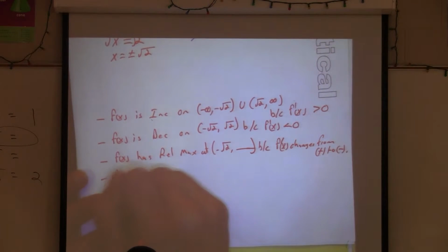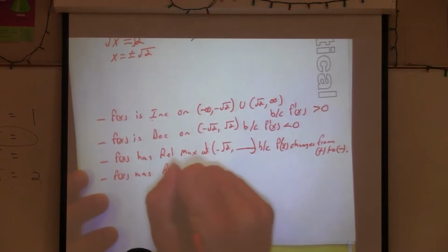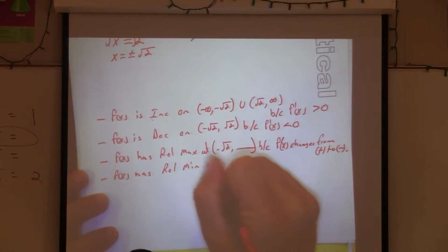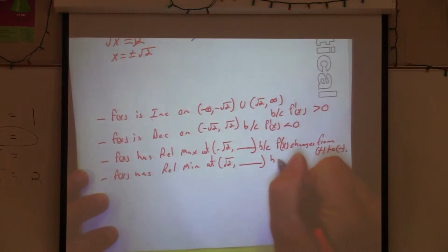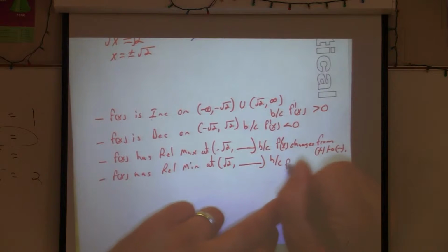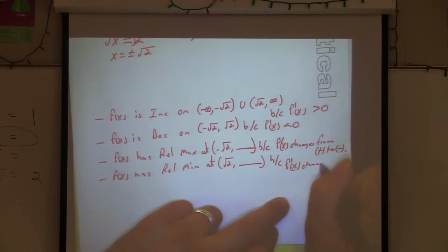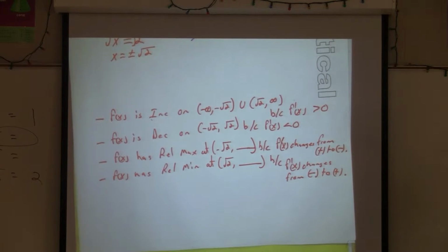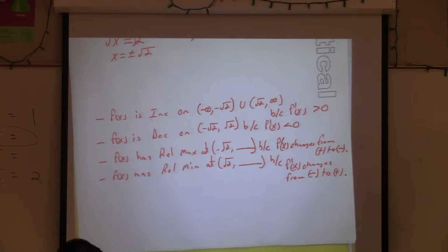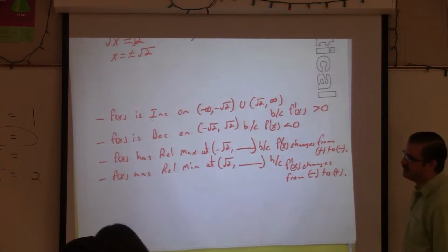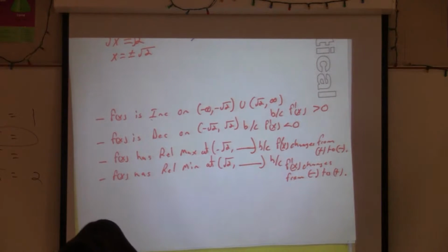And the last one, f of x has a relative min at radical 2 comma something. Again, because f prime of x changes from negative to positive. So yesterday and the previous day, Friday, we were doing all this by looking at a graph, right? Today we're doing it without a graph, just the function and the first derivative, using that sign.